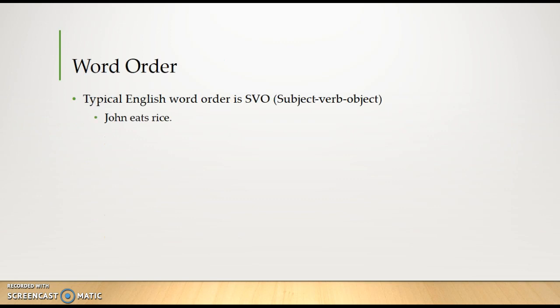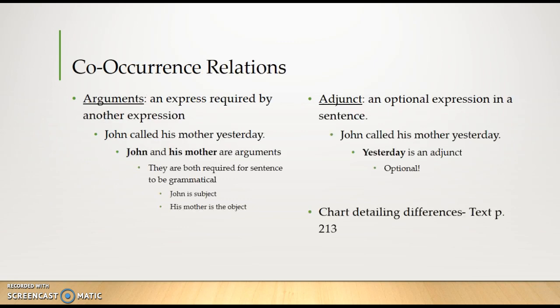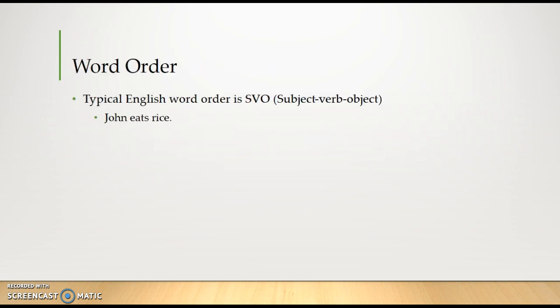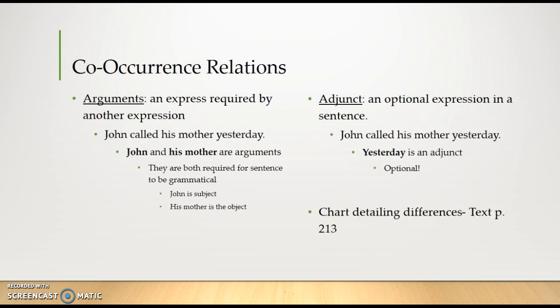In English, our typical word order is subject, verb, object. In other languages, sorry for that clicking, in other languages, it can follow different patterns. It could be verb, object, subject. It could have multiple objects. It could not require objects. But in English, it's generally subject, verb, object.